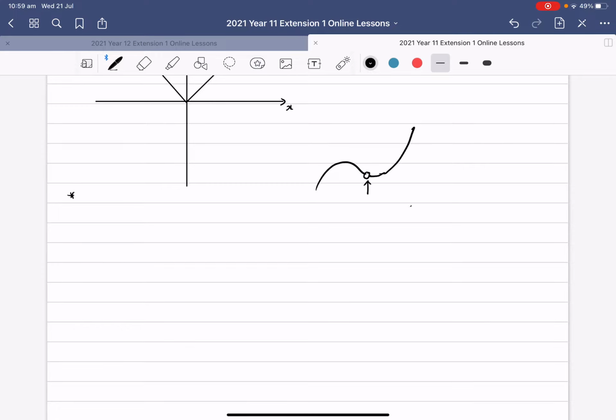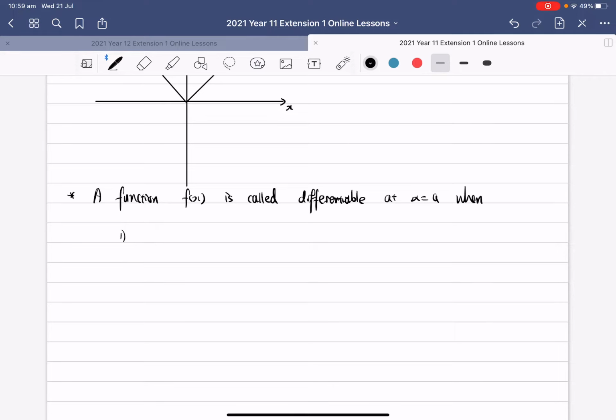And if the point is a sharp turning point, you can't find a derivative at those points as well. You can't say, oh, the tangent is just going to be horizontal. It doesn't work this way. So there are two conditions that need to be satisfied so that we can actually differentiate. So a function f(x) is called differentiable at x equal to a when the first condition is that the graph of the curve is continuous, at least at the point that you want to differentiate.